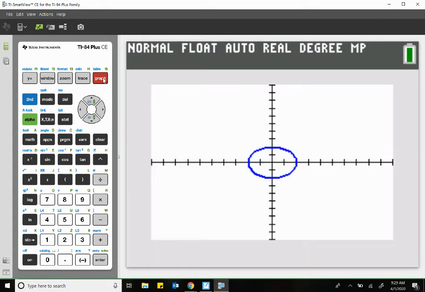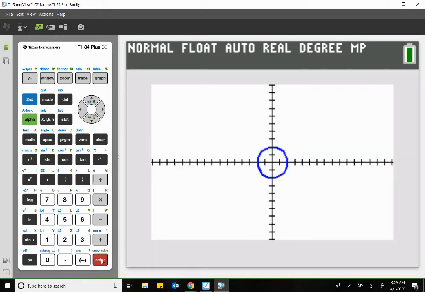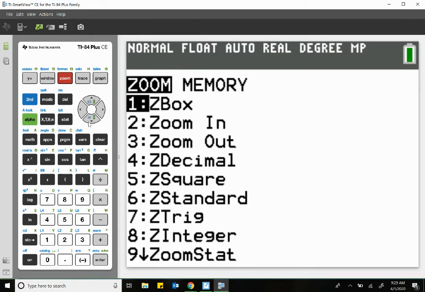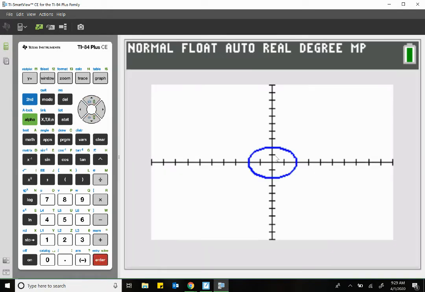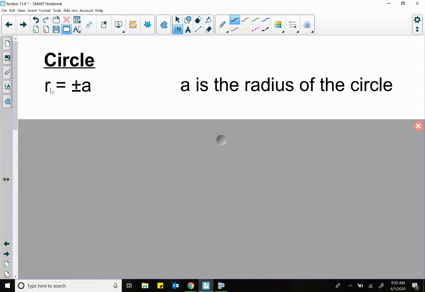Now I know that doesn't look quite like a circle. If you really want it to look like a circle, go to number 5, Zoom Square. And now it really looks like a circle because it's adjusting the window to make it look exactly as it is. But really, Zoom Standard is where I would go. And notice that it's a circle with the origin as the center of it. Cool? Yes. Good. I'm glad you agree. All right, so whenever you have an equation where r is equal to a number, it's a circle.